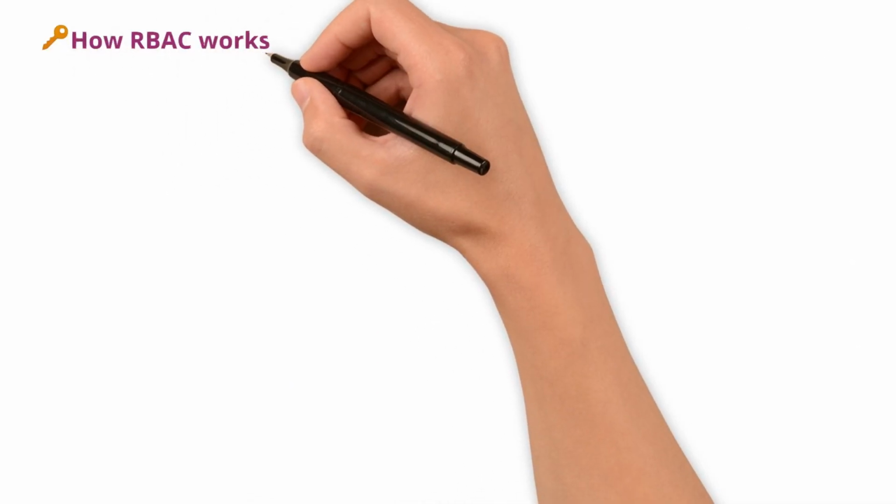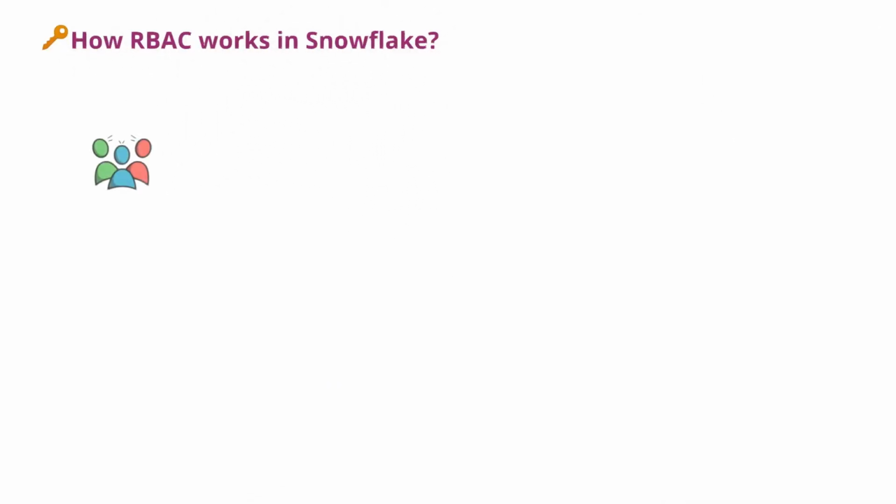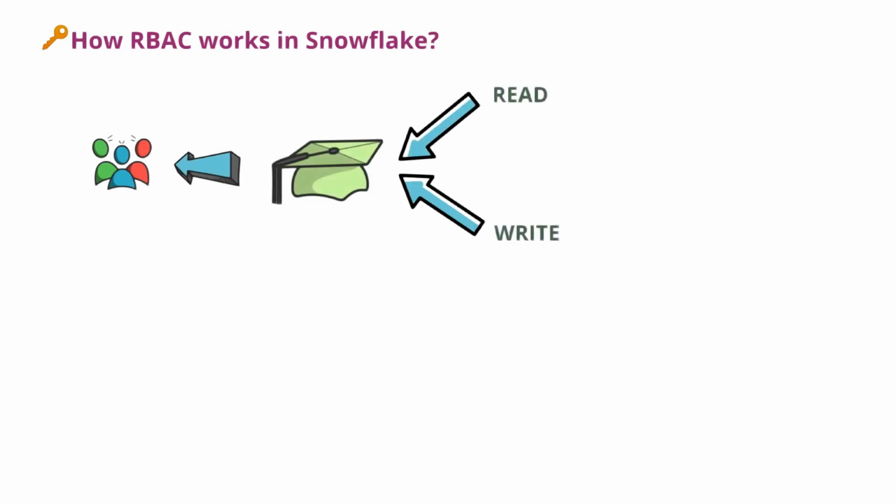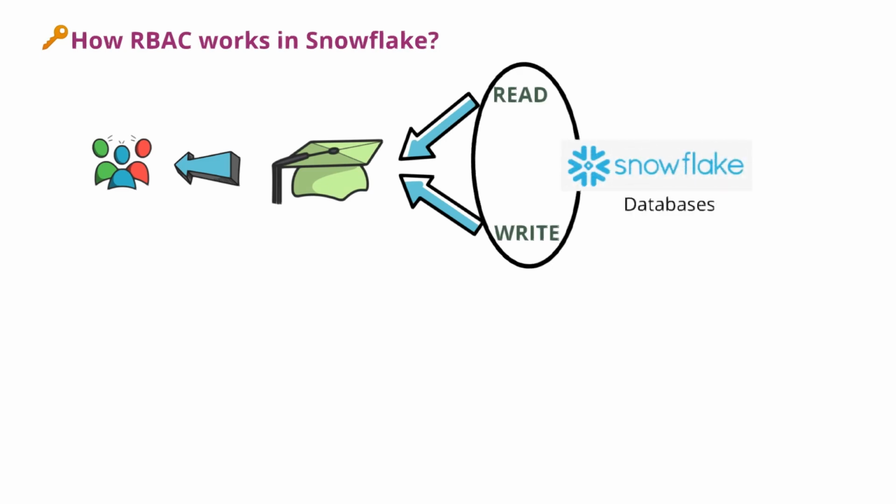Then how does RBAC work in Snowflake? Users are assigned roles. Roles are assigned privileges. Privileges control access to Snowflake objects like databases, tables, views, etc.